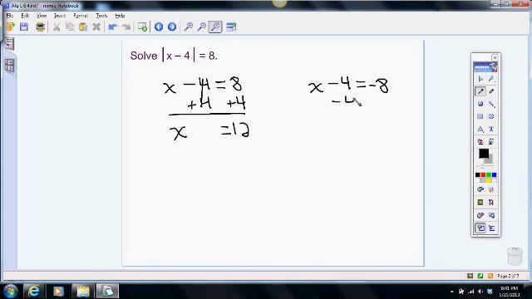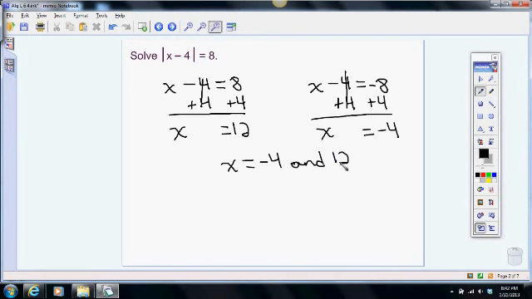Same thing over here, except we're going to subtract 4 from each side. Oops, no we're not. I'm sorry. We're going to add 4 to each side. And we get x equals negative 4. So there's going to be two solutions. x equals negative 4 and 12. And don't get caught up too much in how you write this. This is good enough here. But I want to show you why this works.